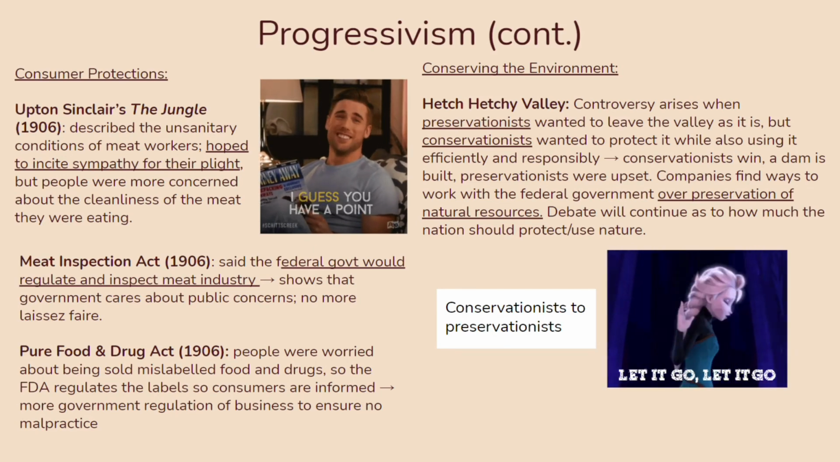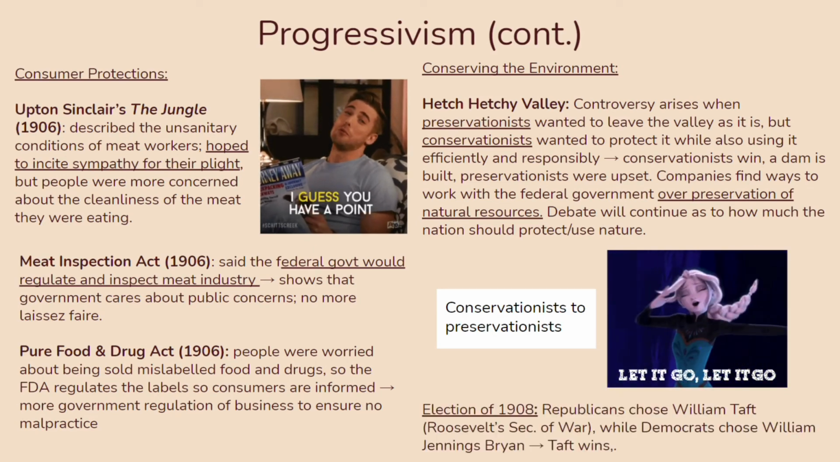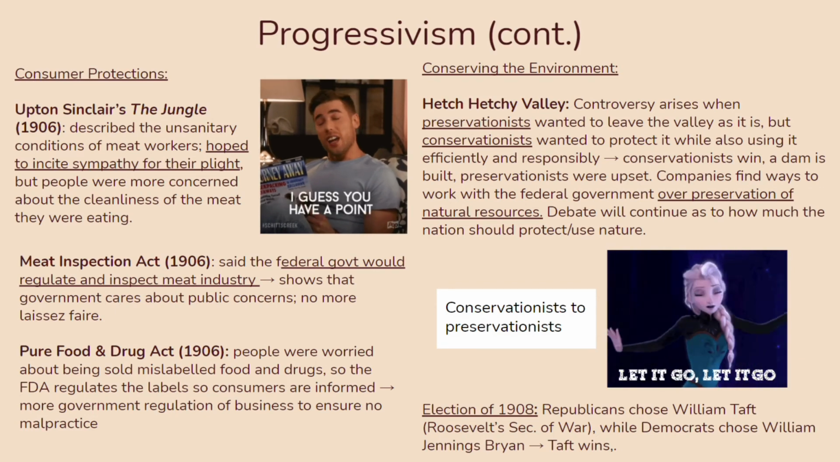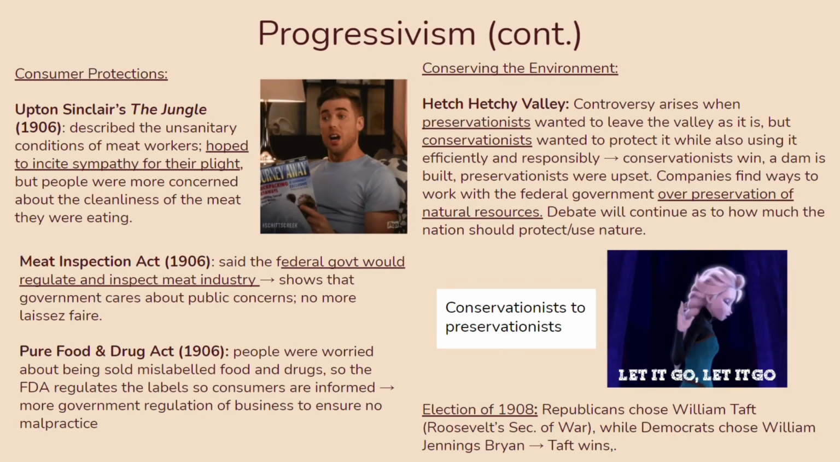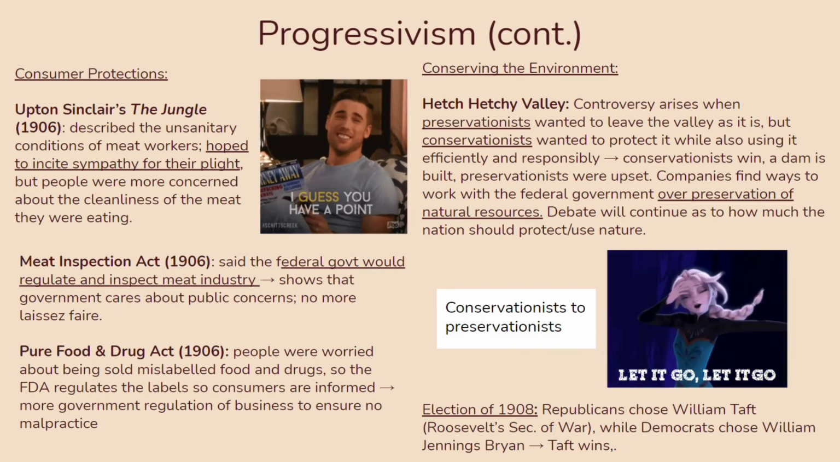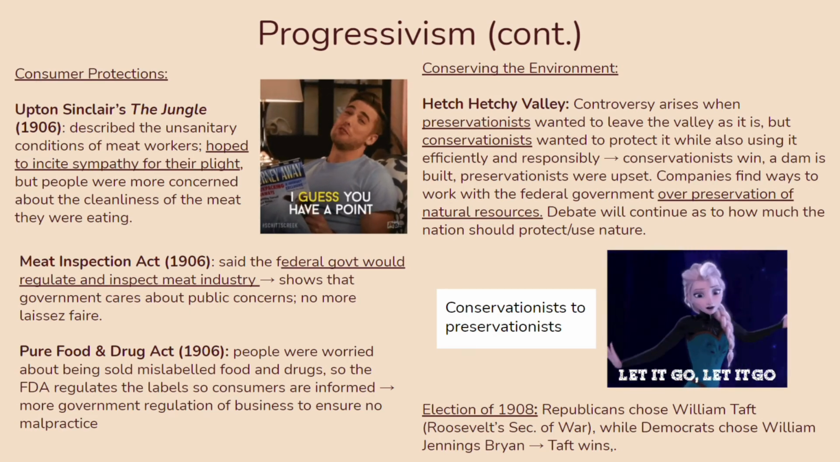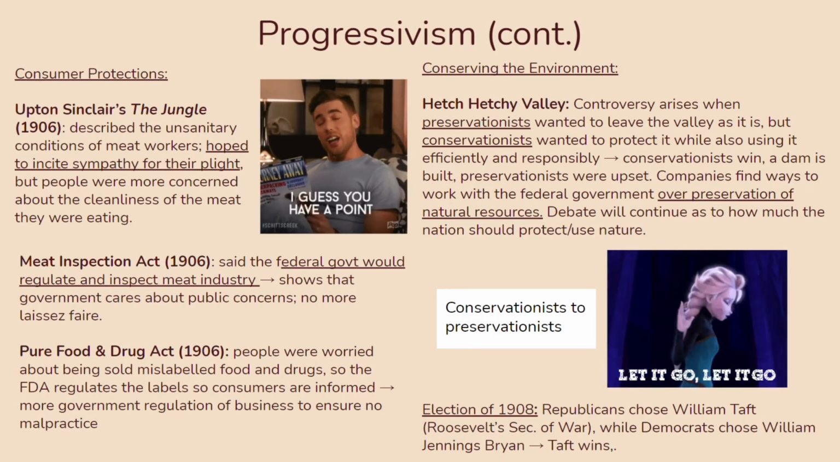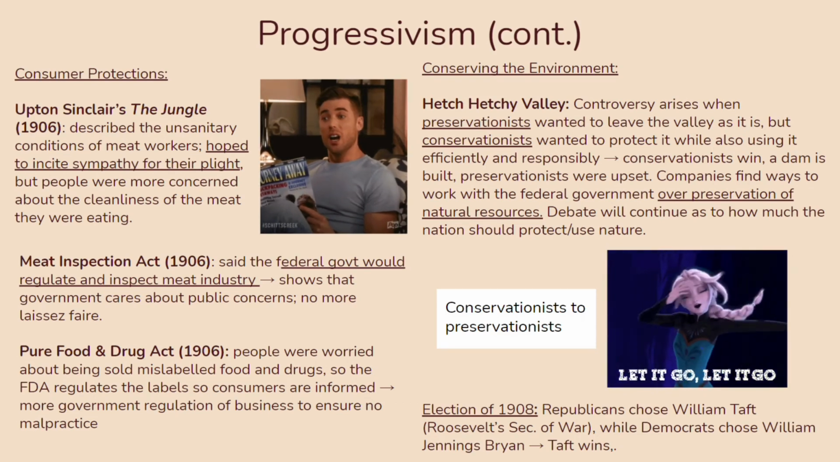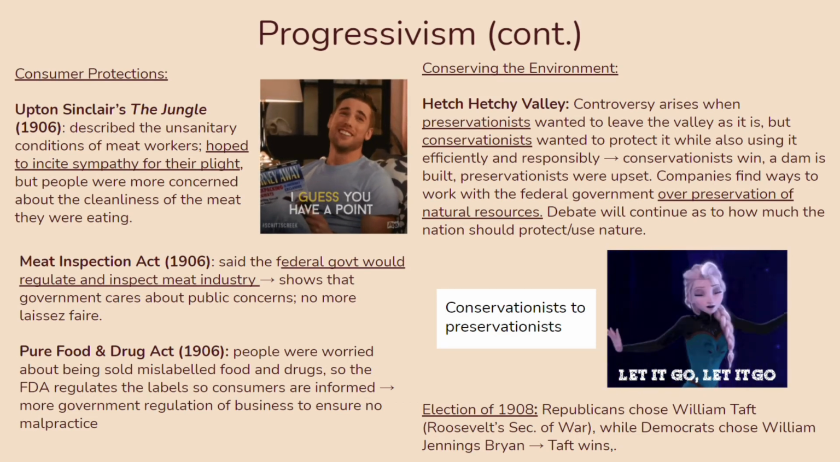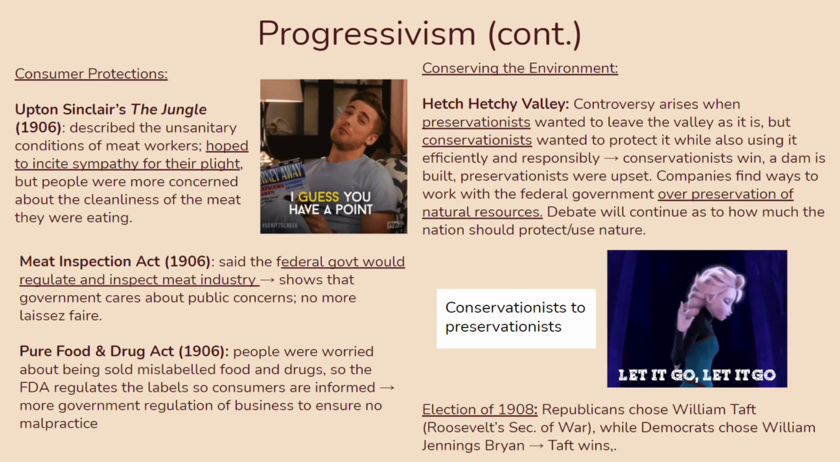And finally, not really related to progressivism, but you should definitely know about the election of 1908. The Republicans choose to nominate William Taft, who was Roosevelt's Secretary of War, while the Democrats choose William Jennings Bryan. And Taft wins the election, which will sort of be a continuation of Roosevelt's presidency, as we'll see, but it will definitely be different in many regards.